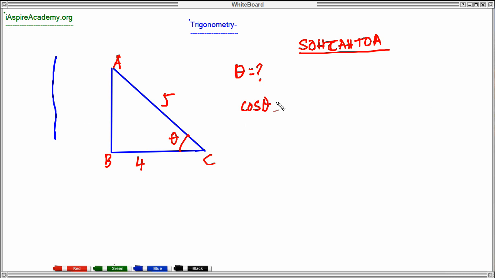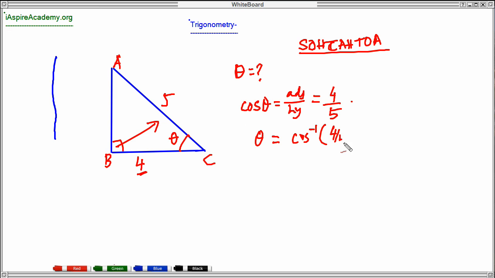So cosine theta is adjacent divided by hypotenuse. Now in our case, adjacent is here 4 divided by hypotenuse, which is 5, opposite to the right angle. So now theta is, that means, cosine minus 1 of 4 by 5. What that means is the inverse of cosine 4 by 5.